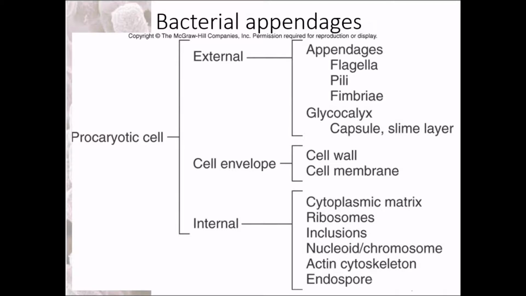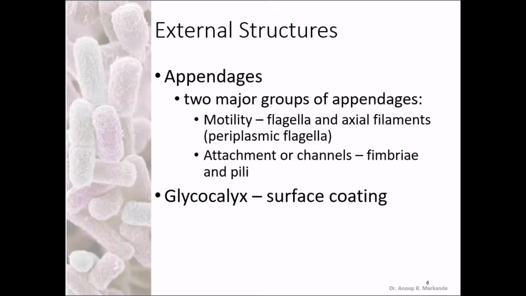The prokaryotic cell appendages include external appendages, cell envelope, and internal appendages. The external appendages include flagella, pili, and fimbriae. Also, it includes glycocalyx like capsule and slime layer, while cell envelope includes cell wall and cell membrane. Internal appendages or internal parts include cytoplasmic matrix, ribosomes, inclusion bodies, nucleoid, actin cytoskeleton, and endospores.